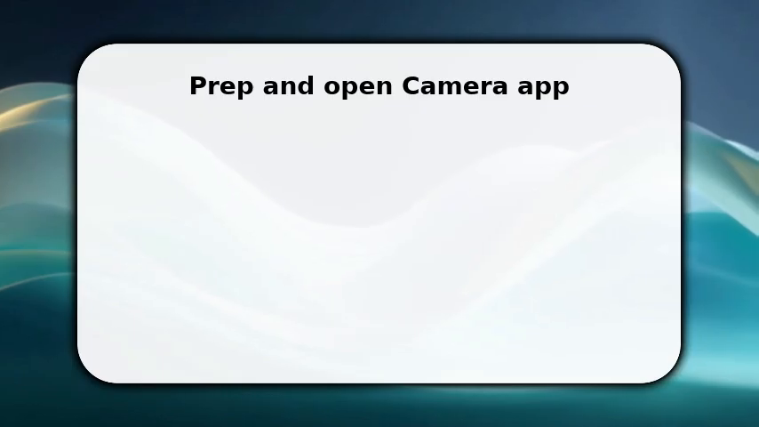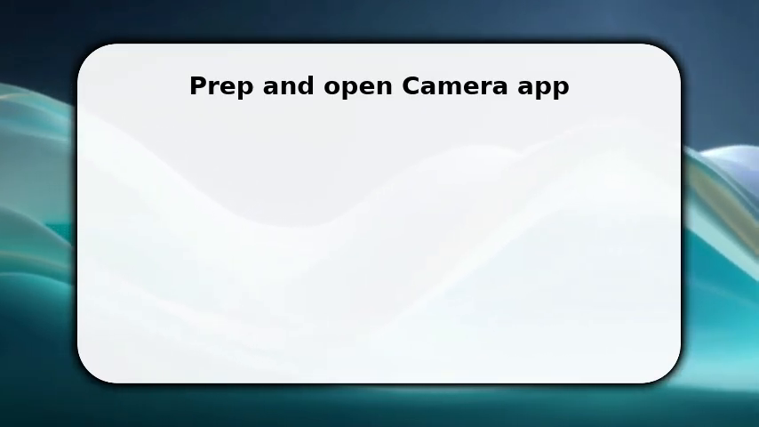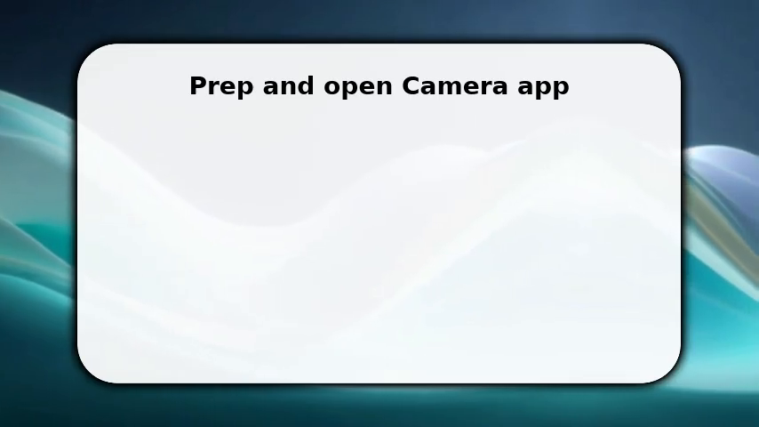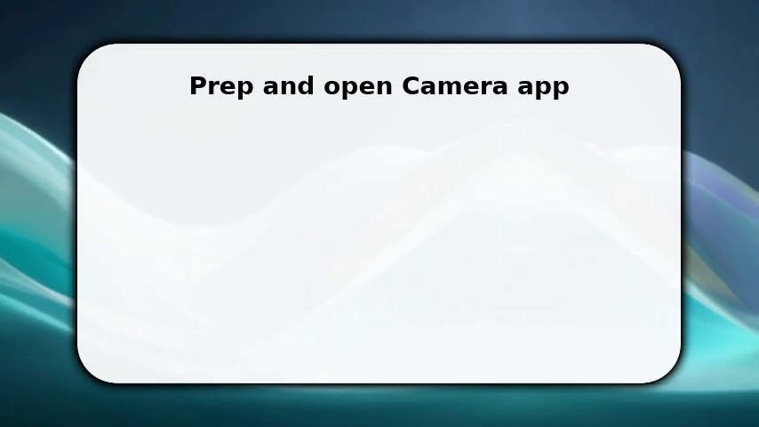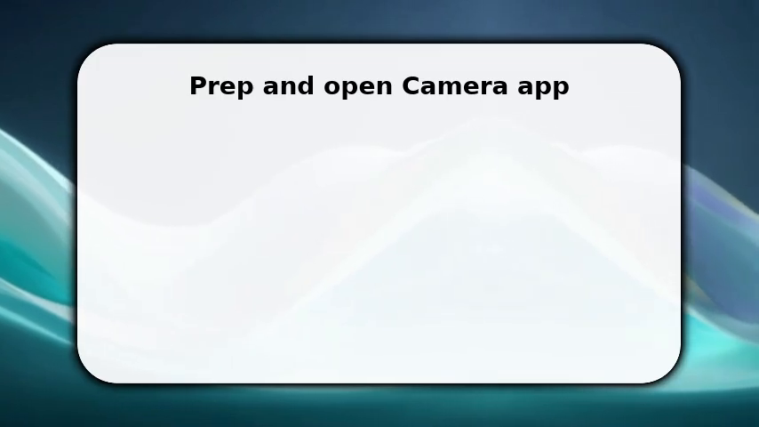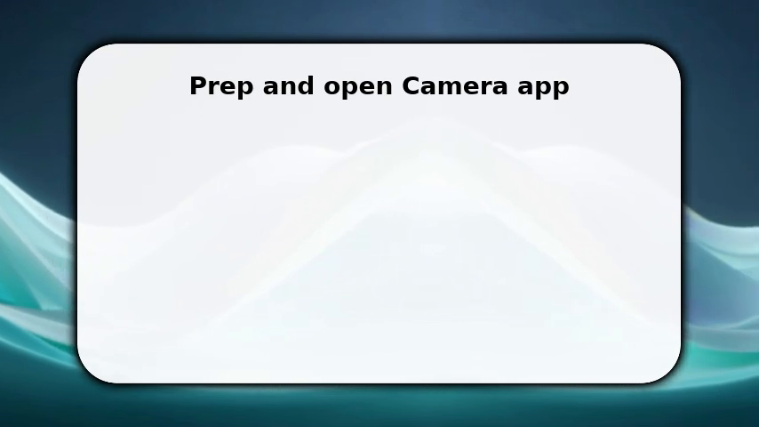Once opened, grant camera, microphone, and location permissions so features work reliably. You do this because the app tailors modes to permissions. Without them, some lenses or stabilization may not engage. Once the app is ready, notice the mode strip and lens icons at the top right.